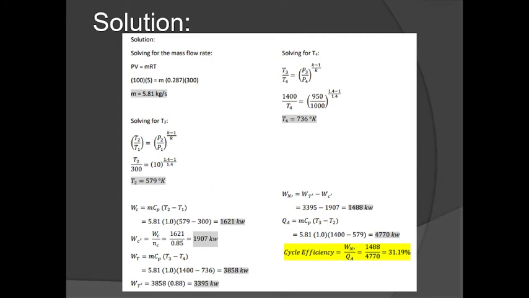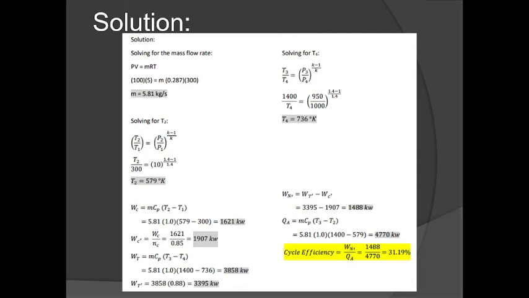So solving for the compressor work, we have m Cp delta T, where m is 5.81, the mass flow rate that we solved, then the Cp of 1.0 times the temperature at point 2, which is 579, minus the temperature at point 1, which is 300. So we have 1,621 kilojoules per second.